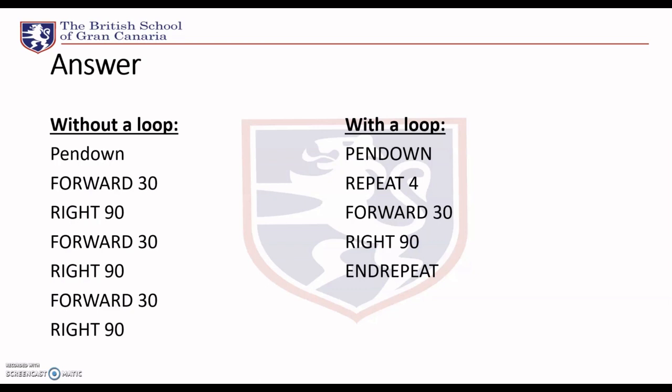Okay, so without a loop, you can see it's pen down, forward 30, right 90, forward 30, right 90, and so on. Now, with a loop: pen down, repeat 4 times, forward 30, right 90, and repeat. So with the loop, it wasn't repetitive and it was 2 fewer lines of code. And that's what we're going to look at today, the beauty of loops.